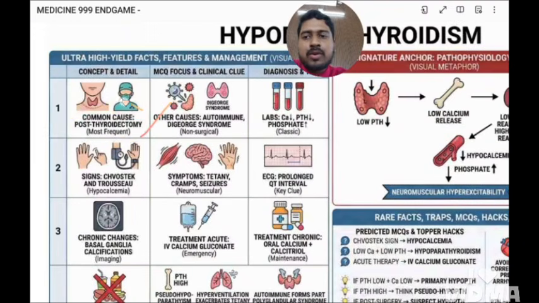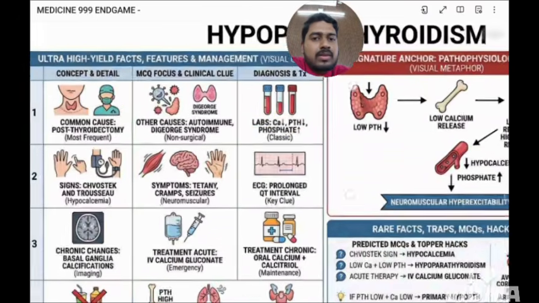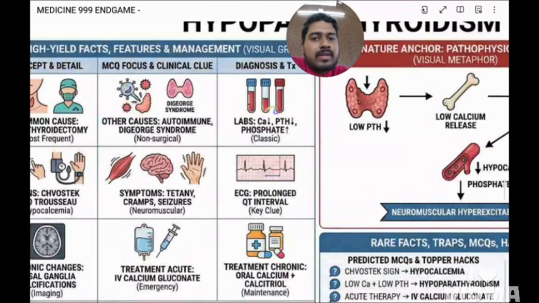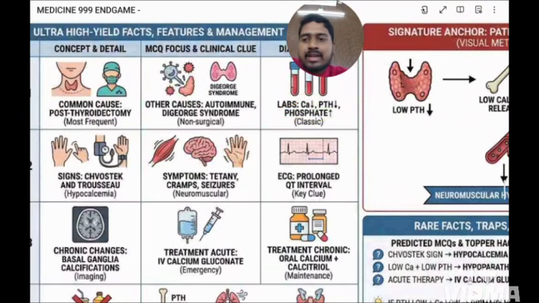As I told in the previous slide, the most common cause of hypoparathyroidism is post parathyroidectomy or thyroidectomy, because during thyroidectomy the parathyroid glands are also removed. Other causes are autoimmune causes. Then there is DiGeorge syndrome, where there is aplasia of parathyroid glands. Lab values you will find: calcium is decreased, PTH is decreased, phosphate is increased. So remember, decreased PTH means hypoparathyroidism.